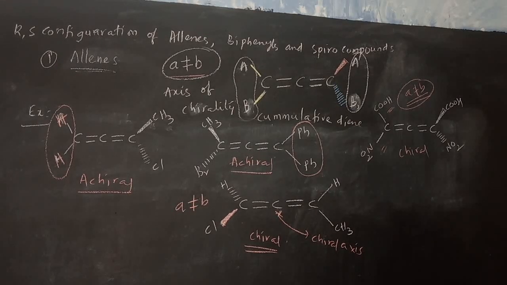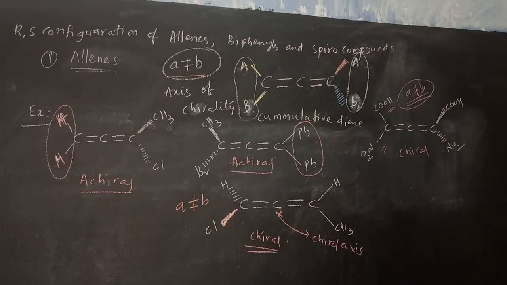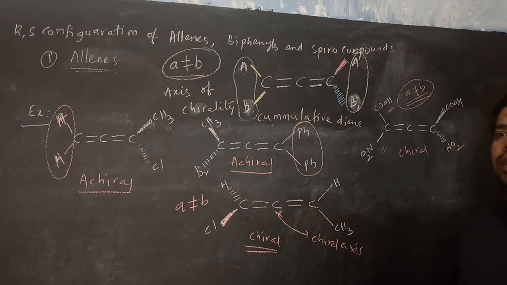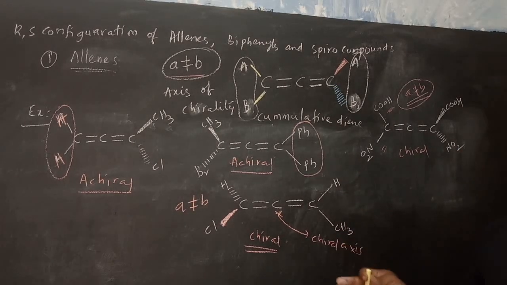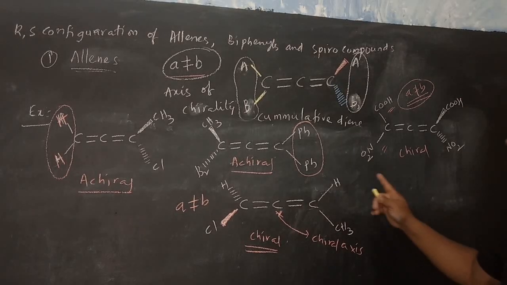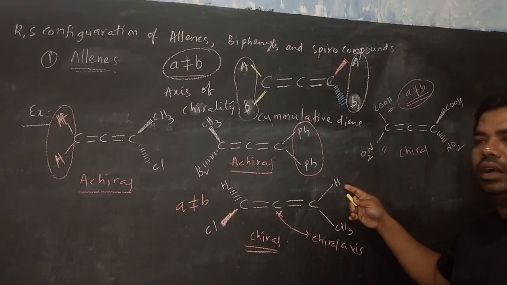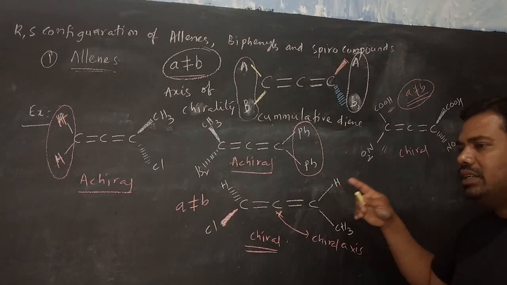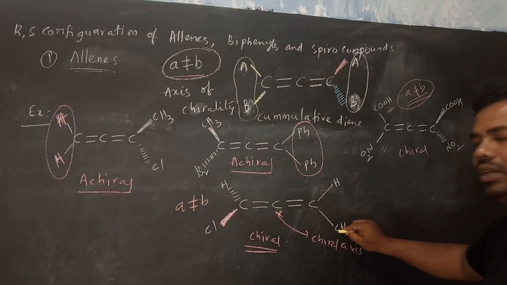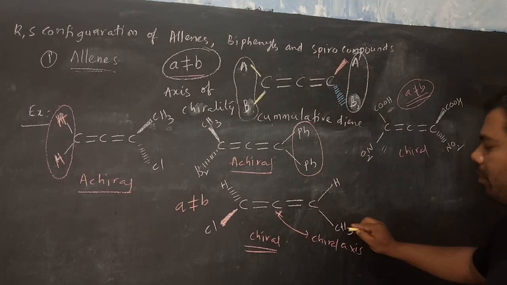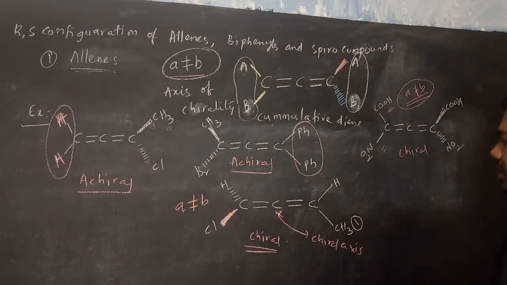First of all, give the priorities based on the atomic number. First you give the priorities to the atoms or groups which are present in the plane of the paper. That is very, very important. Give priority 1, 2 to the atoms which are present in the plane of the paper. Don't forget. Here, according to the atomic number, carbon is 6 and hydrogen is 1, so the priority is 1, 2.